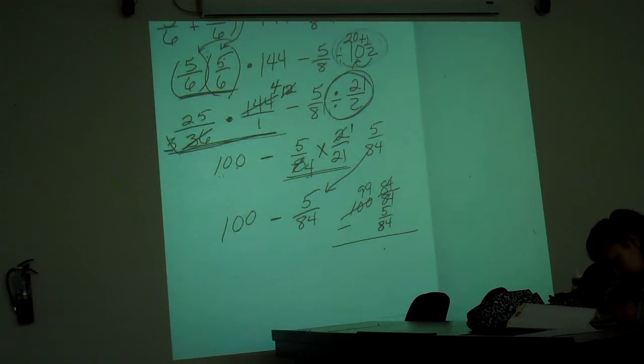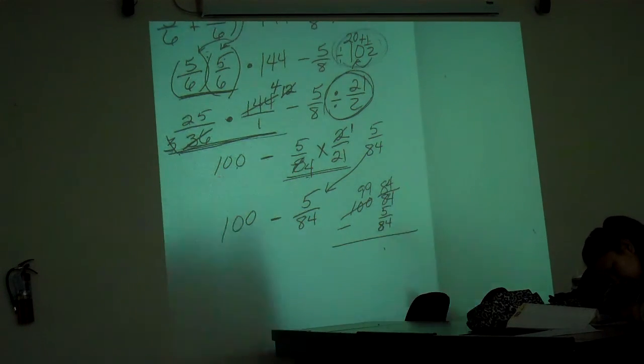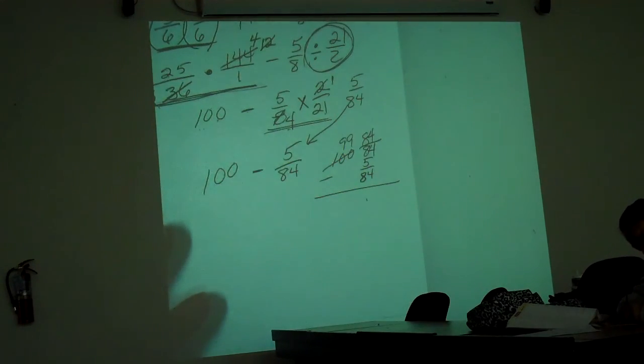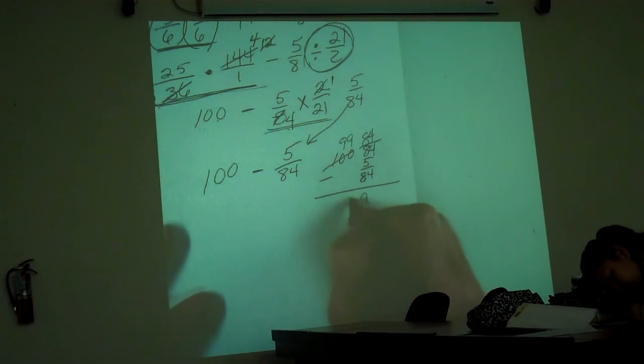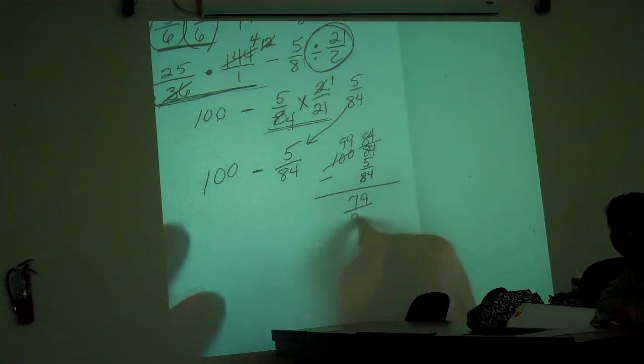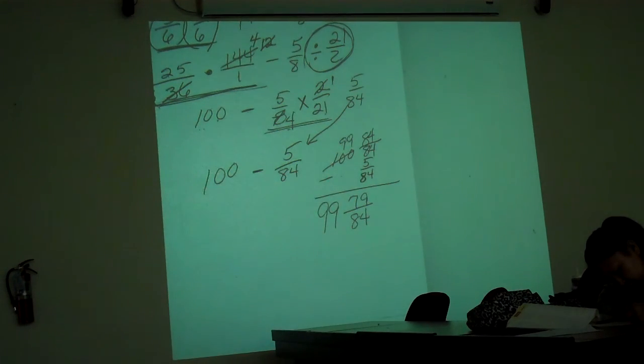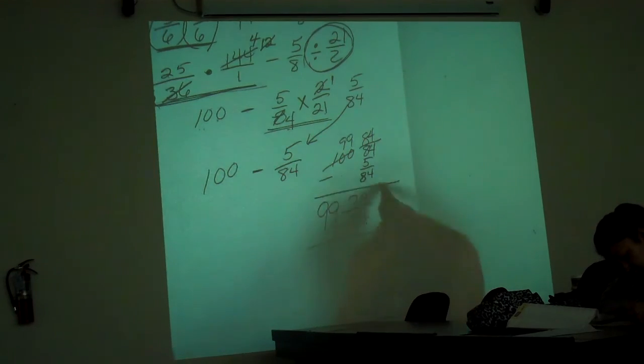We need a common denominator. So now we have 84 84ths minus 5 84ths. 84 minus 5? 79 84ths. And then we have 99 minus nothing is 99. That's your answer.